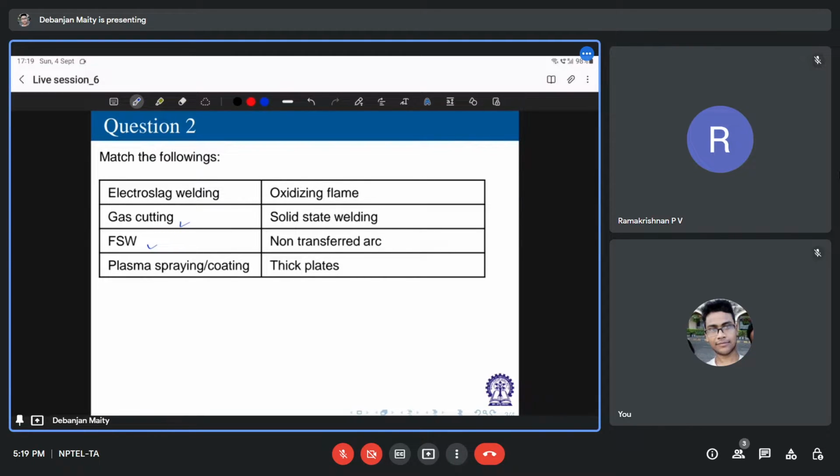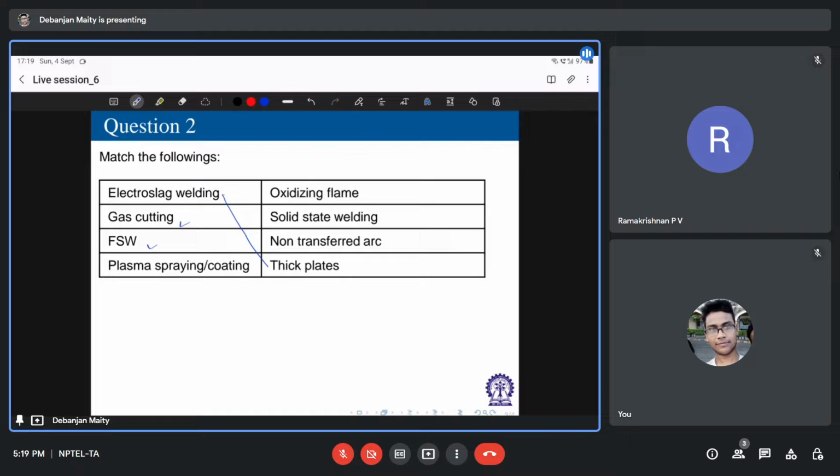If we see electroslag welding, this process is particularly suitable for welding of thick plates. Initially the plates to be welded are set up vertically, maybe with a gap of about 2 to 3 centimeters, and the filler wires and plugs are kept in that gap. Here the filler wires are used as the electrode. So in electroslag welding, this is specifically used for thick plates.